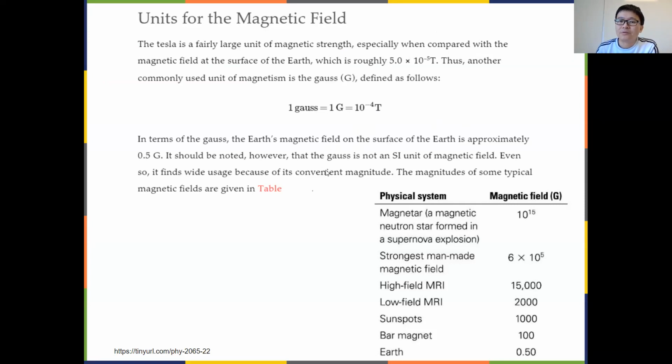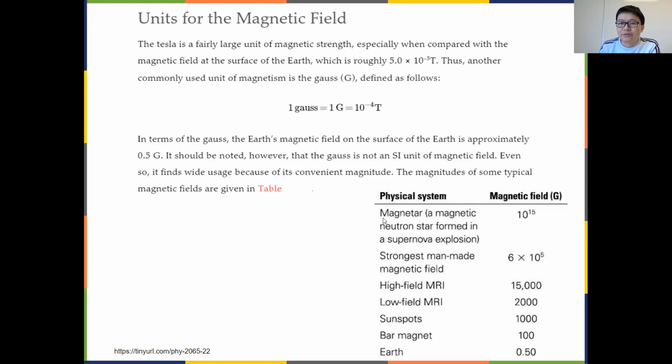All right, so here are some of the magnetic fields that you might see reading a textbook or from daily life. The Earth's magnetic field is only 0.5 Gauss, so it's a relatively weak one. Biomagnetic is about 100. Sunspot is about 1,000 Gauss. And then MRIs are stronger, so 2,000 to 15,000. The strongest man-made magnetic field is 6 times 10 to the fifth, so that's about 60 Tesla.